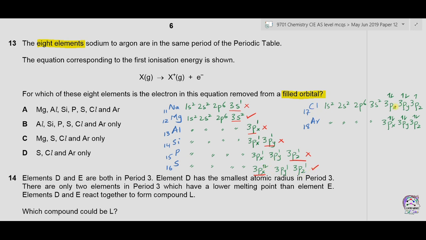For chlorine atom, we can see again the electron will be removed from a filled orbital first, so the paired electron will be removed first, so it is true. For argon, again all the orbitals are filled, so the outermost electron will be from a paired one. So we can see we have magnesium, sulfur, chlorine and argon which have filled orbitals. So therefore the answer is C.